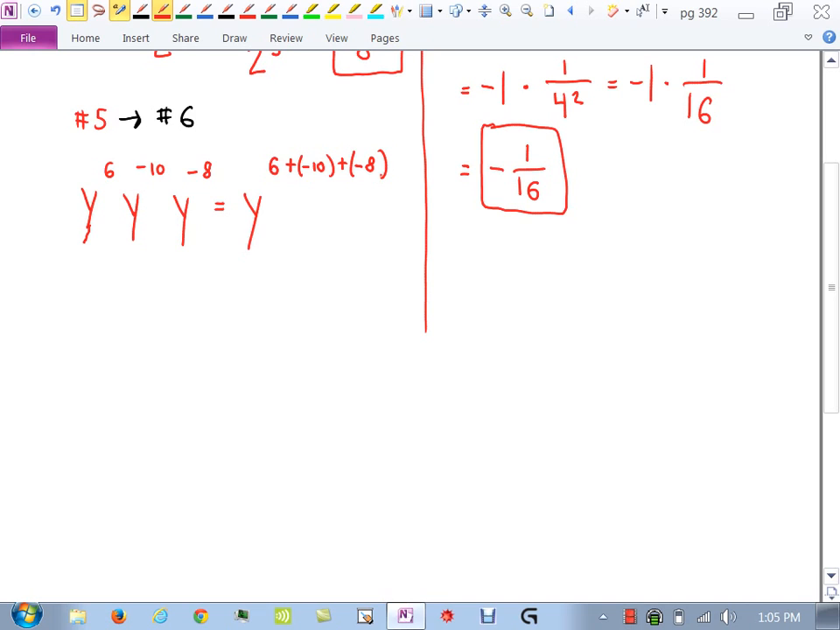Which is the same as 6 minus 10 minus 8. So what's 6 minus 10 minus 8? Negative 12. So y to the negative 12, but I don't like that answer because it's got a negative exponent. So 1 over y to the positive 12. And I can't do anything to that because I don't know what y is, so I can't raise it to the 12th power.